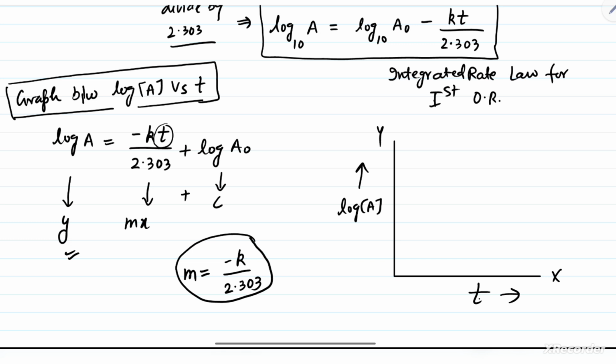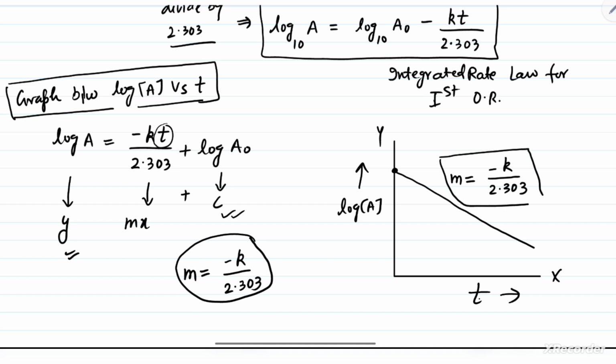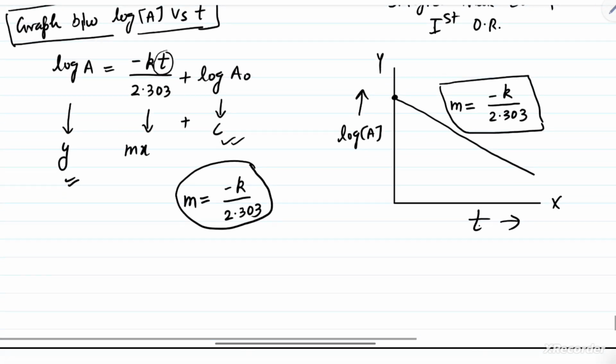Many times this question has appeared. So now what is the value of the intercept c? C is log A naught, so some point on the log A axis. And the line will be like this, with a negative slope. So what is the value of slope? M is equal to minus k by 2.303. This question is again very important for a first order reaction.